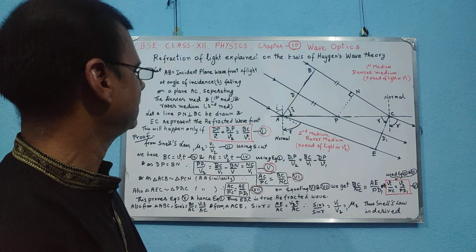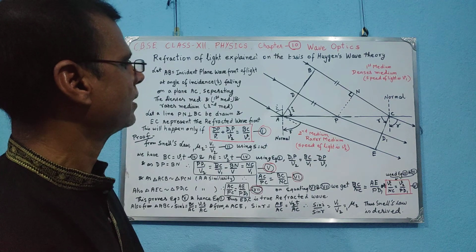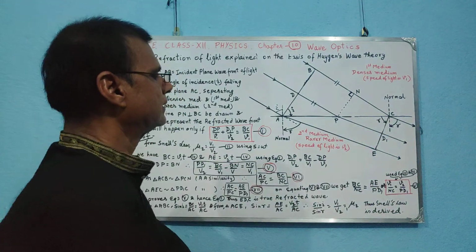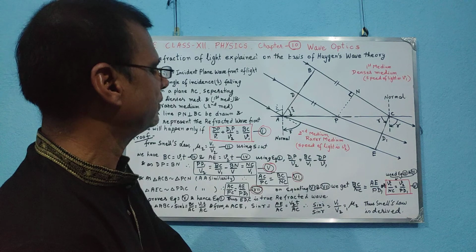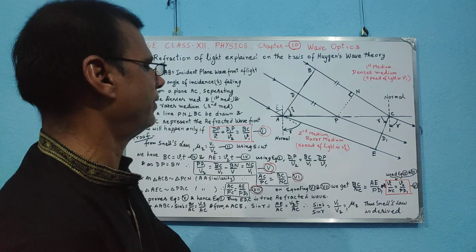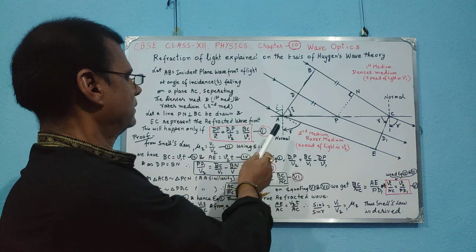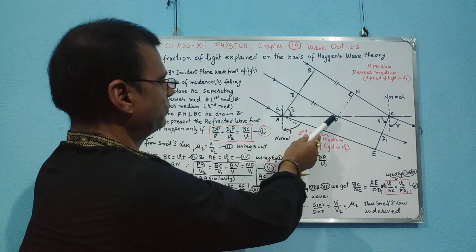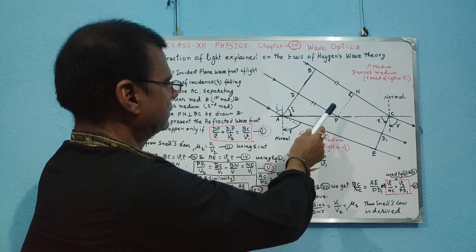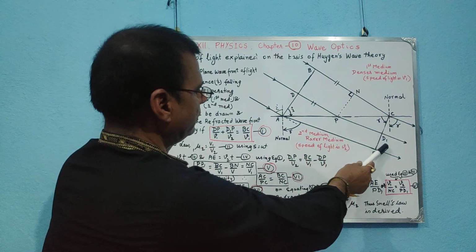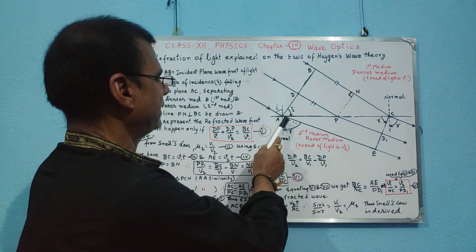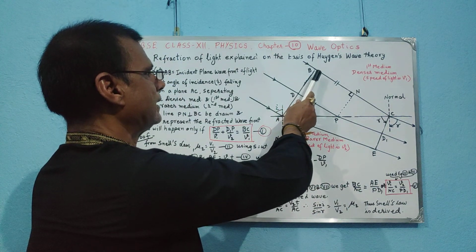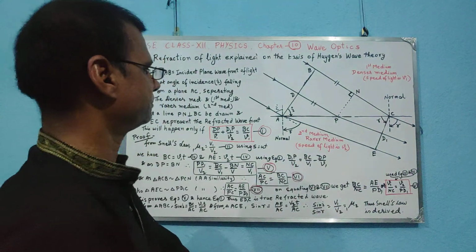Here we can clearly see that the wavefront ED1C will be the true refracted wavefront only when the time taken by the light ray to travel from D to P and further from P to D1 is equal to the time taken by the light ray to travel from point A to E, or the time taken to travel from B to C in the first medium.